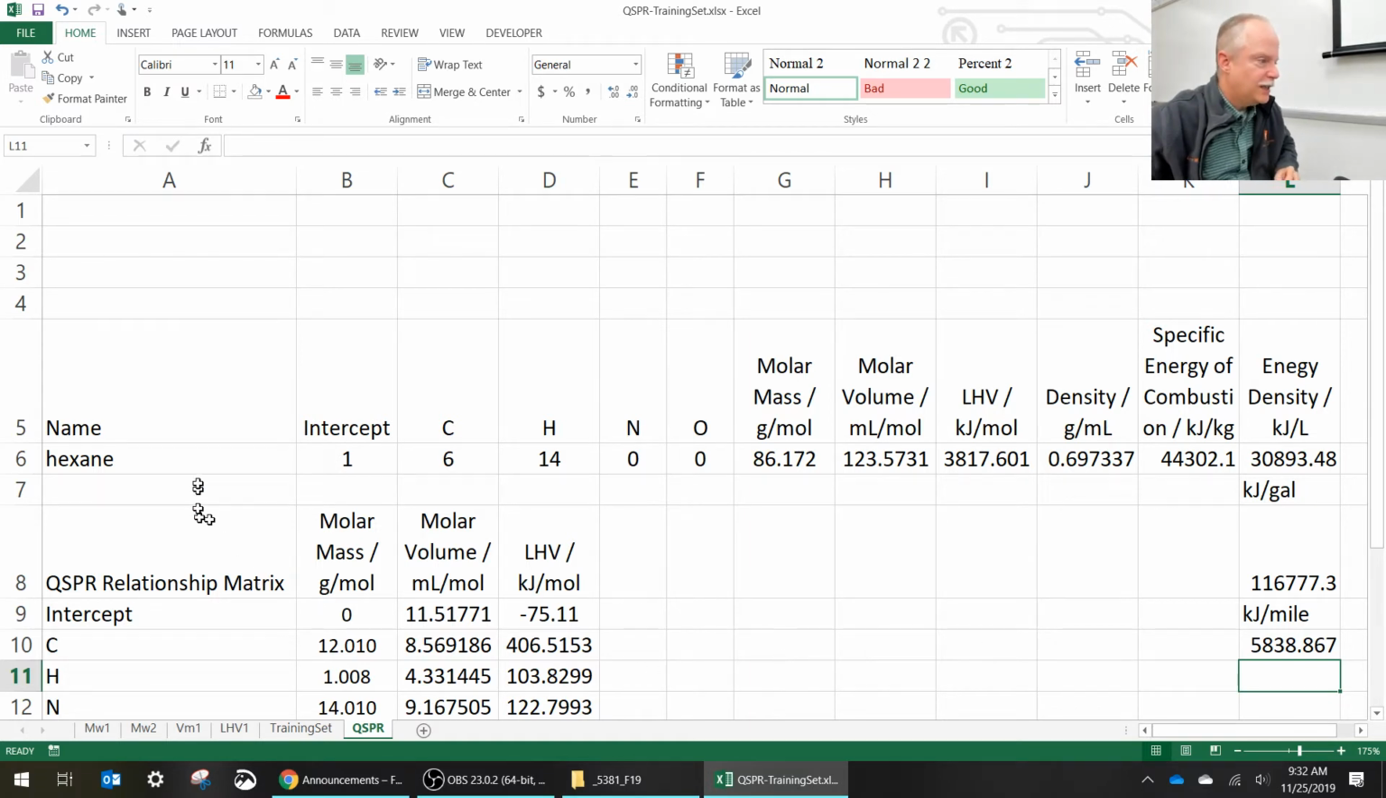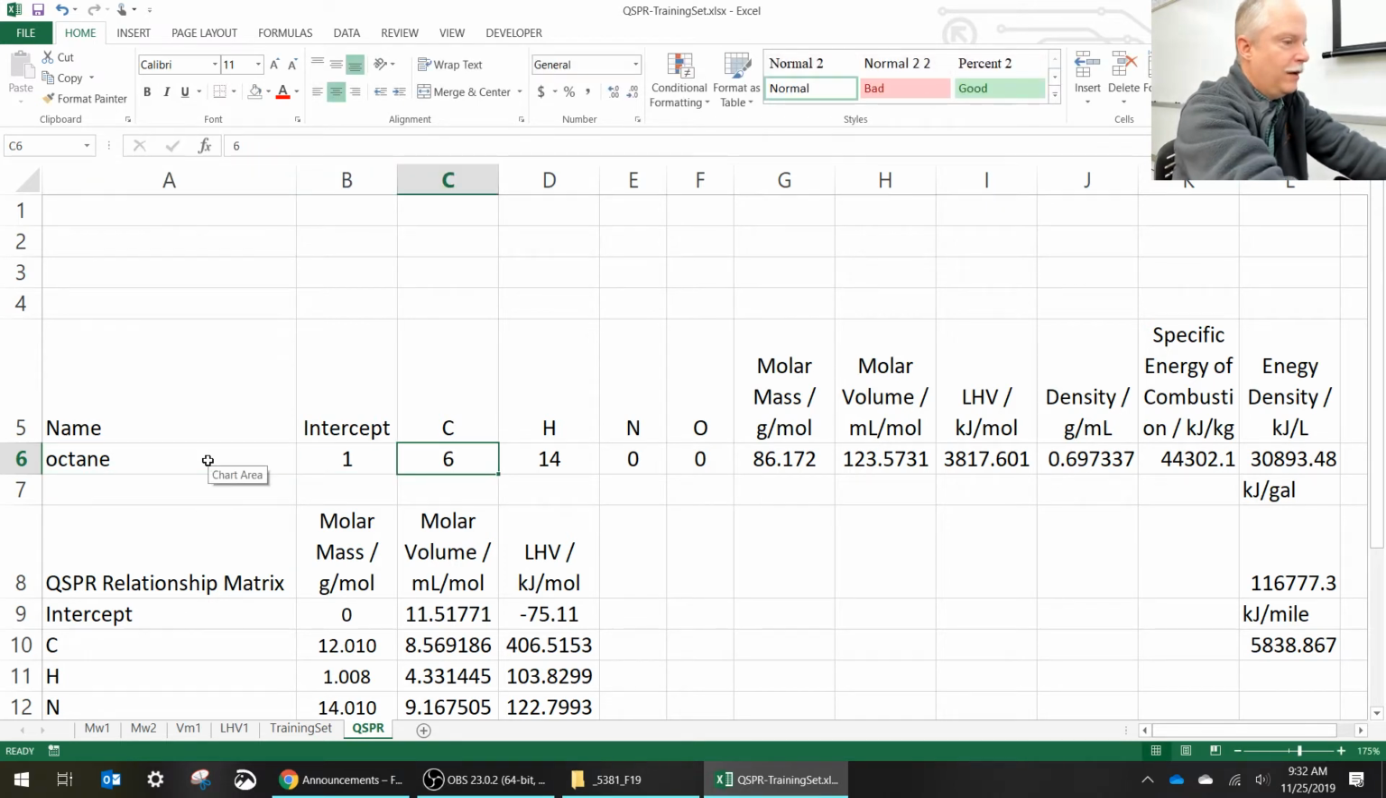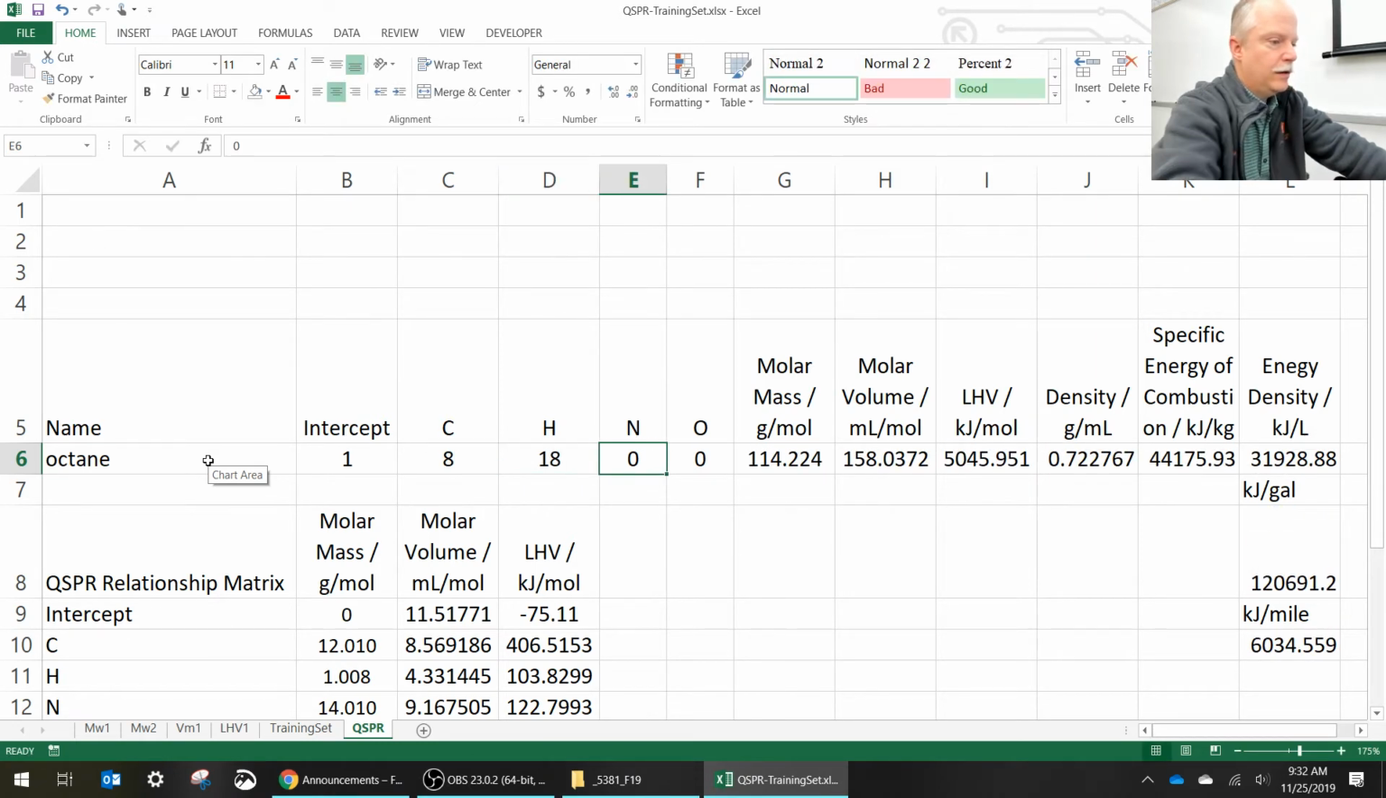So let's change this to octane. See what we get. Does it get better? So then we have 8, 18. I didn't see it get better. Oh, you got a little better. Yeah, so it seems like a little bit higher. So we have a little bit more kilojoules per gallon. If we're still only getting that same gas mileage, then it's not as good, but our energy density is improved.